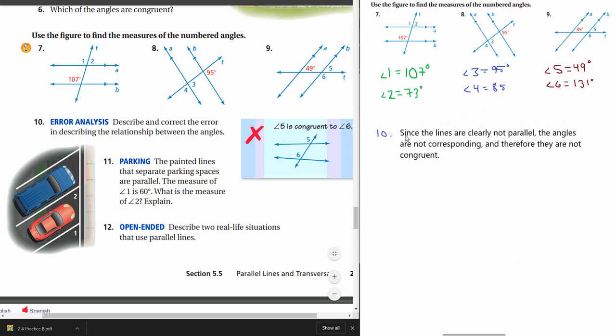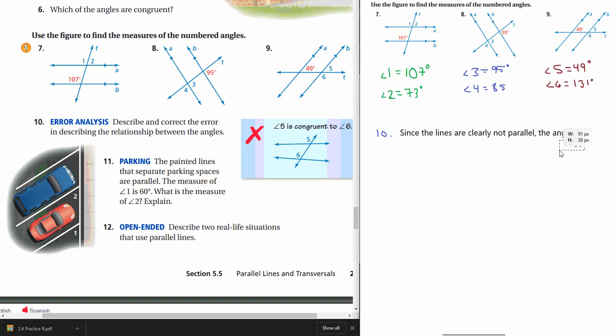As I was saying that, I realize I'm making a mistake here. I apologize. They're clearly not parallel. That part's okay, but the angles still are corresponding. They're not congruent because the lines are not parallel. I need to make a change here. I apologize. So since they are clearly not parallel, the corresponding angles are not congruent. So in order to have congruence, the lines would have to be parallel.